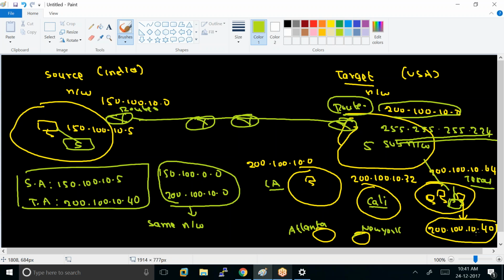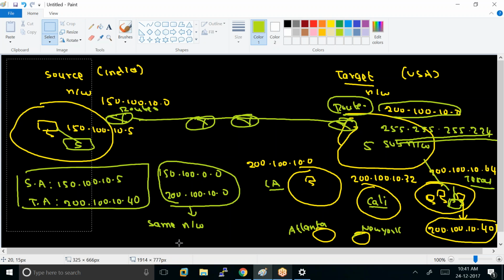What is the use of this default mask? The default mask is used to identify the network part of a given IP address. What is the use of the subnet mask? To identify the subnetwork part, we use the subnet mask. Let me compute this subnet address.